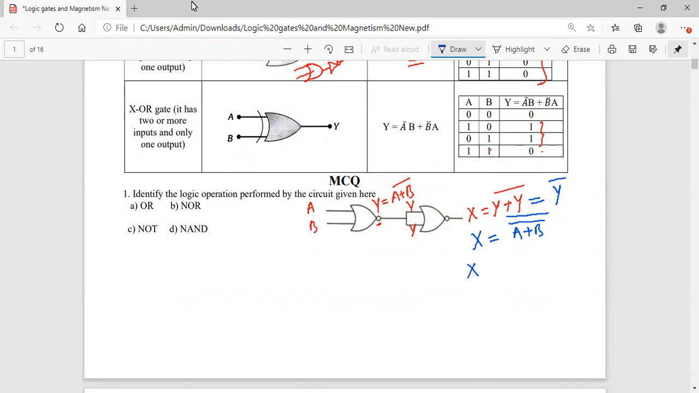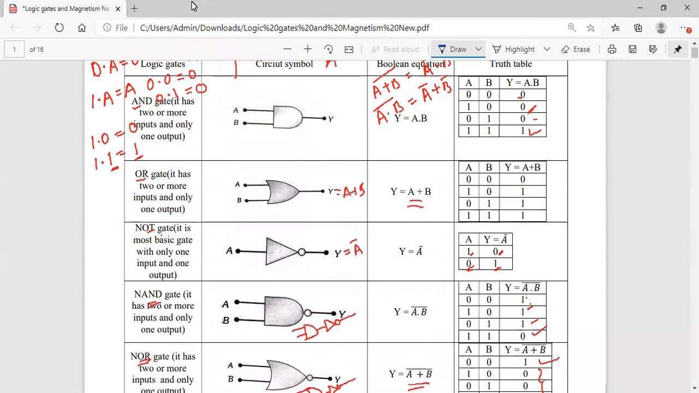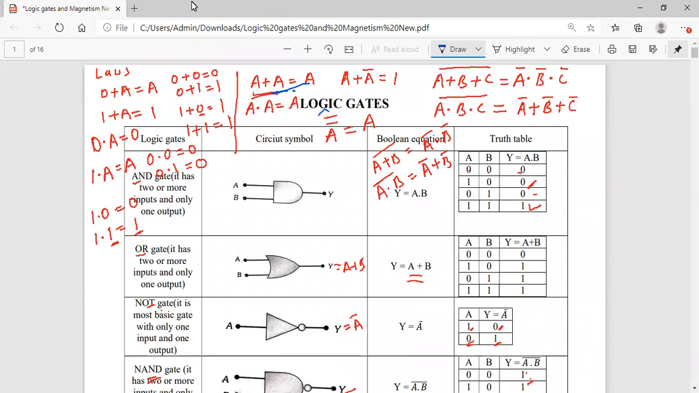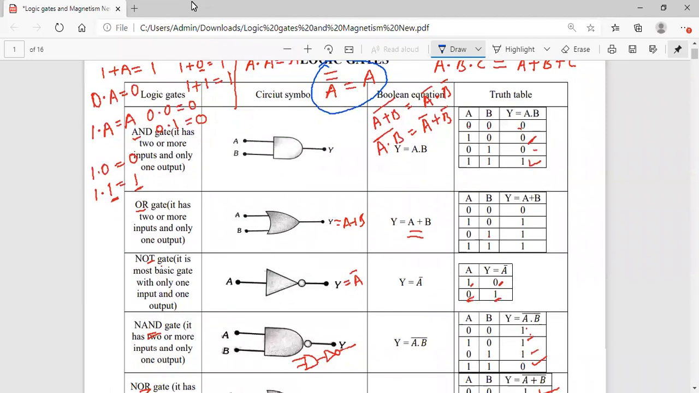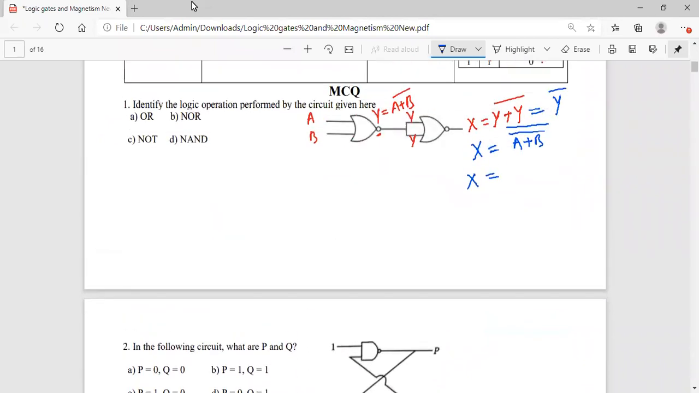Then X is equal to A bar bar; the bars get cancelled by using this formula. Look here: A bar bar is equal to what? A. So A bar bar is equal to A. Hence, X is equal to A plus B. So A plus B is the Boolean equation of what gate? OR gate. Therefore, this circuit will operate like an OR gate. Therefore, option A is the correct answer.